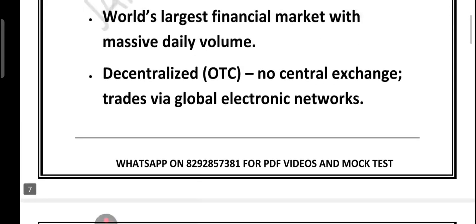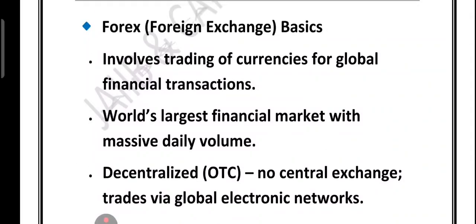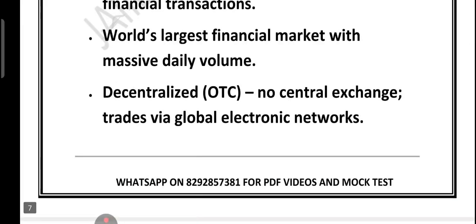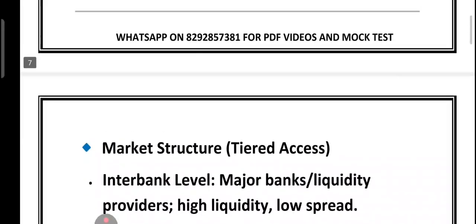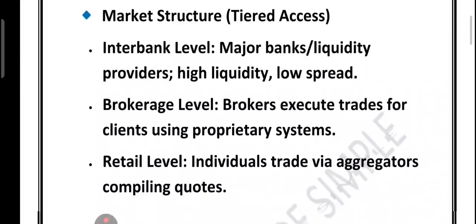So let's recapitulate the key points. Forex means currency trading for global transactions, the world's largest financial market. It is decentralized, which means OTC, over the counter, no single exchange, all electronic, and trading happens globally through banks and networks. Please remember these keywords. The next term we have is called swap.